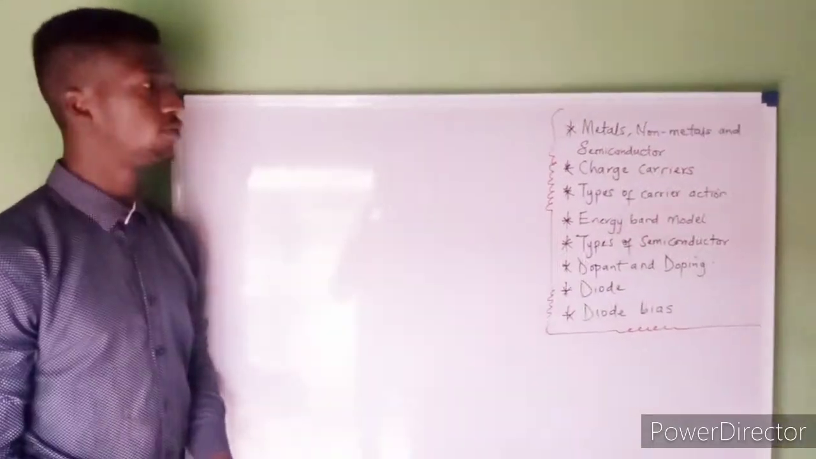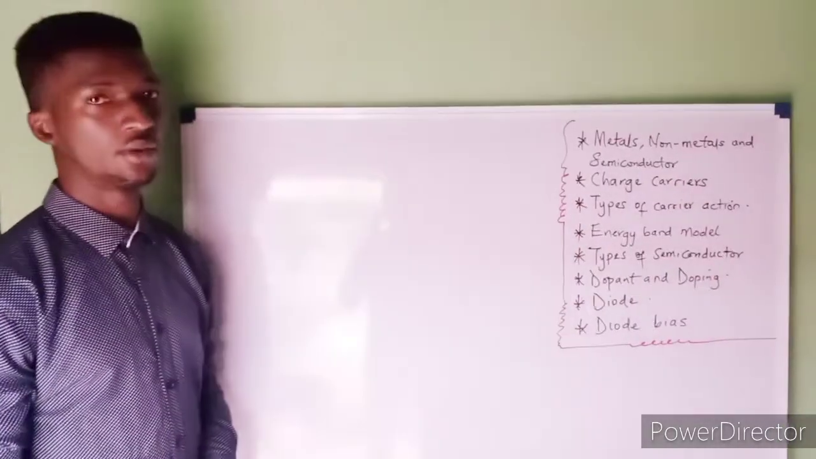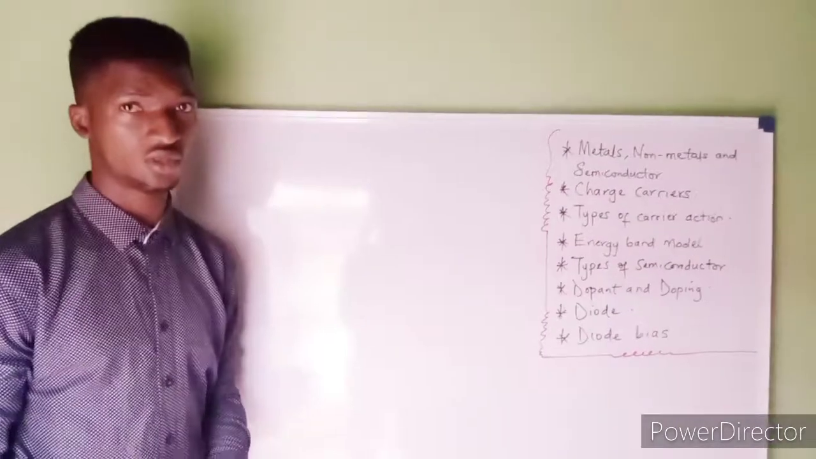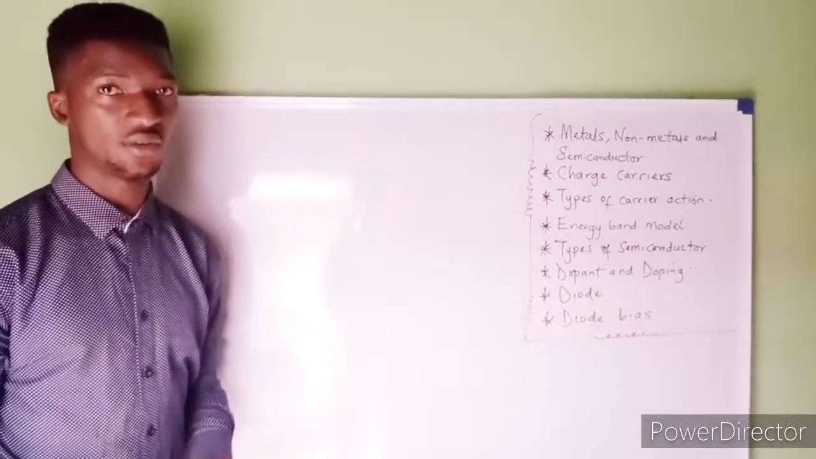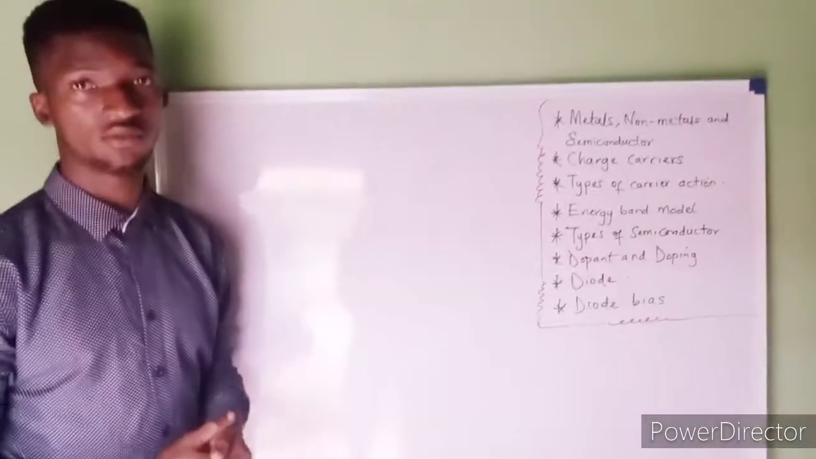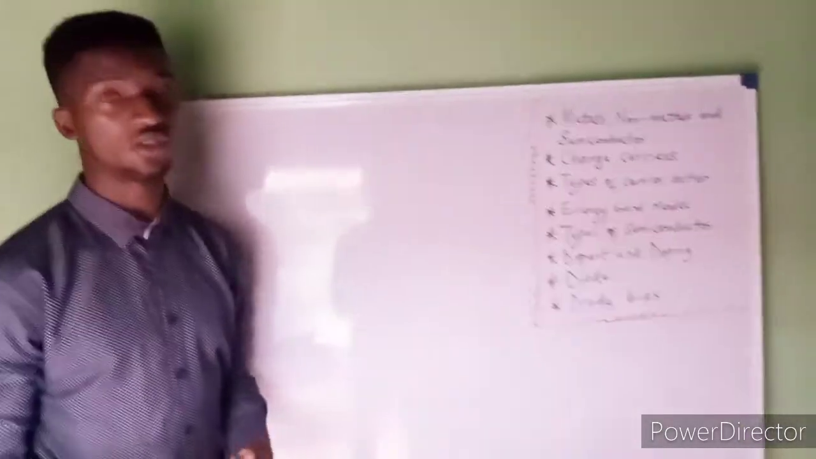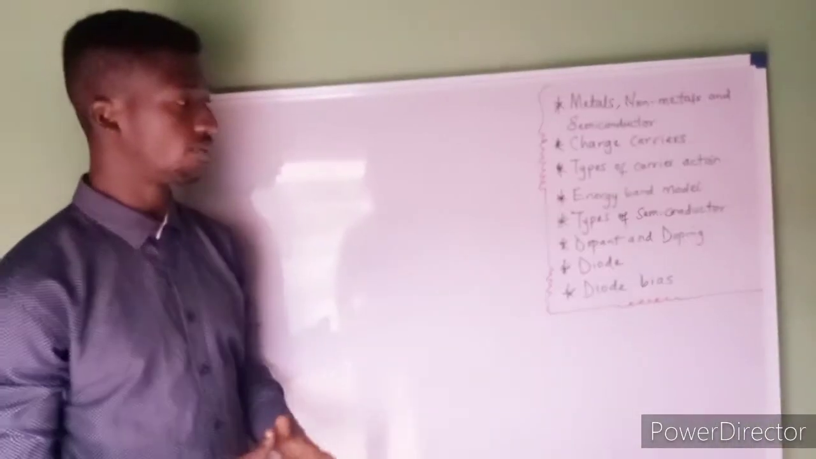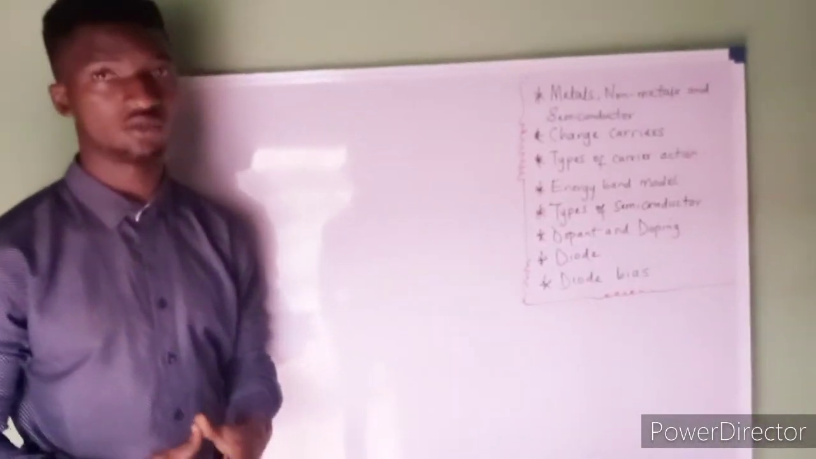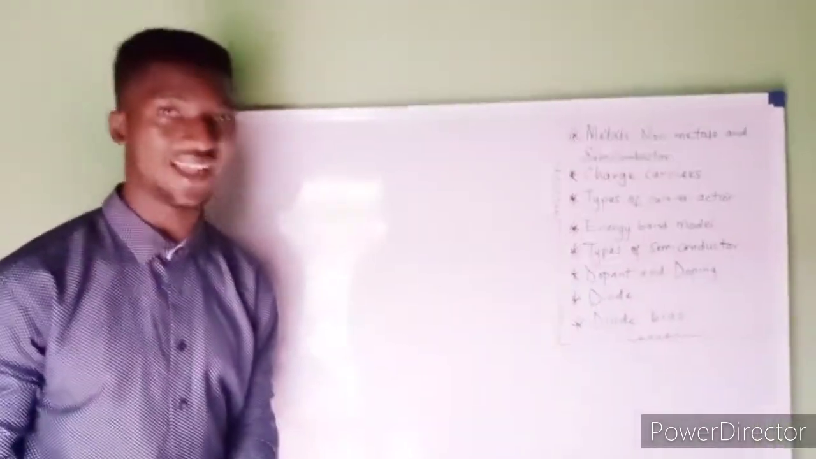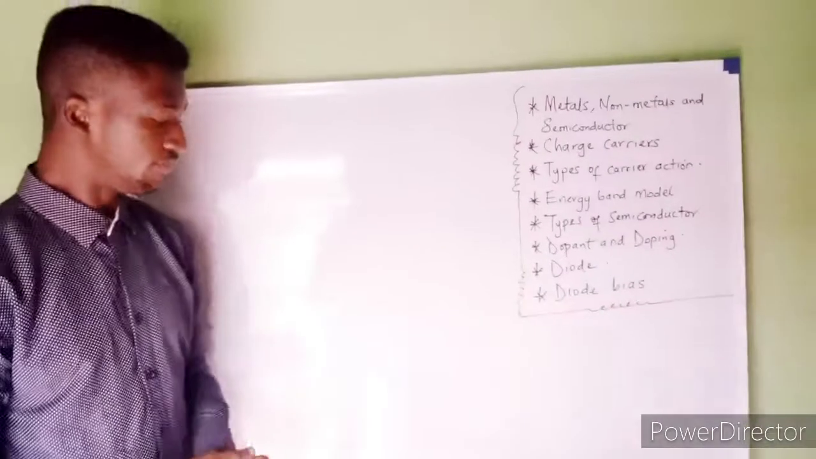In this video, we'll be talking about metals, non-metals, and semiconductors, and we'll focus more on semiconductors, describing the charge carriers of semiconductors. We'll be talking about the types of carriers. We'll focus on the energy band model, talk about the types of semiconductor, as well as dopants and doping. We end it up with the diode and the biasing of the diode.